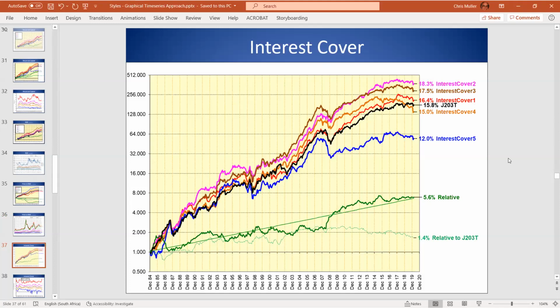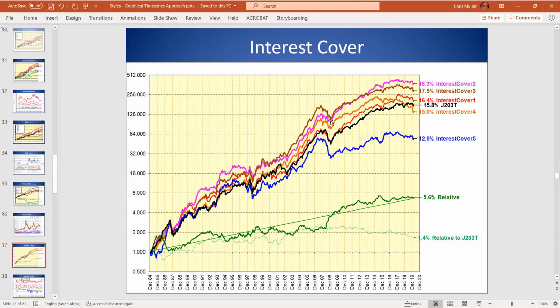Another risk measure is how much interest cover one should have on your income statement. How many times should you be able to pay your interest from your pre-interest income? And so the ones with the highest cover are the least risky. They don't seem to do the best. How about the ones with the lowest interest cover? Okay, those are the ones that could be in trouble. Well, they certainly are. They've done the worst, 12%.